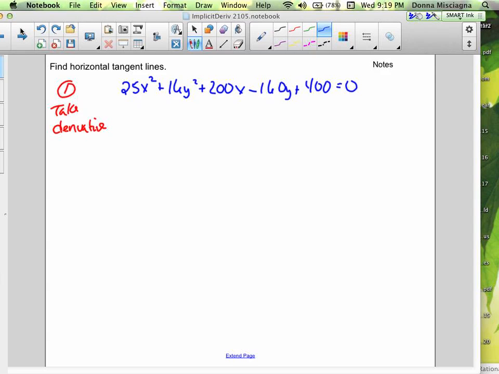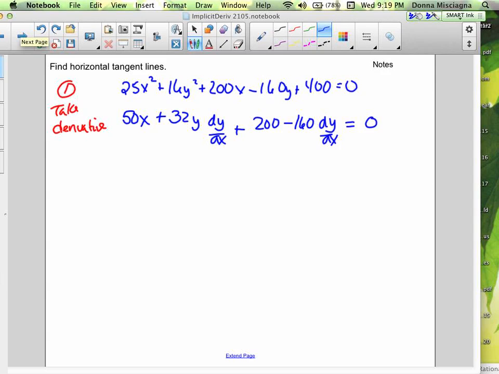The derivative of 25x squared is 25 times 2, so that would be 50x. You just multiply the coefficient times the exponent and reduce the exponent by 1. Just a little power rule there. Plus, the derivative of 16y squared would be 32y dy/dx. The derivative of 200x is 200. The derivative of negative 160y would be negative 160 dy/dx. The derivative of 400 is 0. The derivative of 0 is 0. So that's all our derivatives.